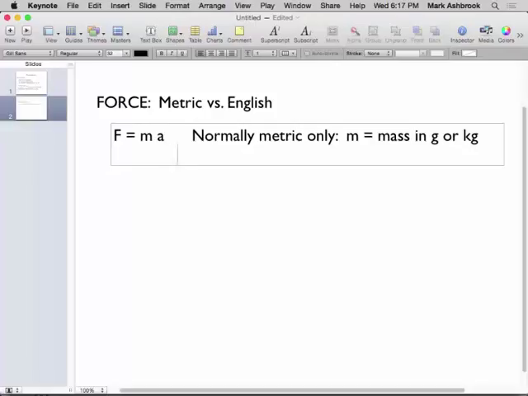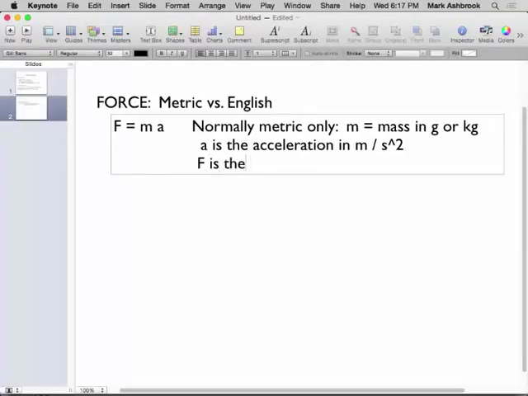Okay, so m is the mass in grams or kilograms. A is the acceleration, whatever the acceleration is, in meters per second squared. And then therefore, F is the force in newtons, which is kilogram meter per second squared. So we're just laying some groundwork here.